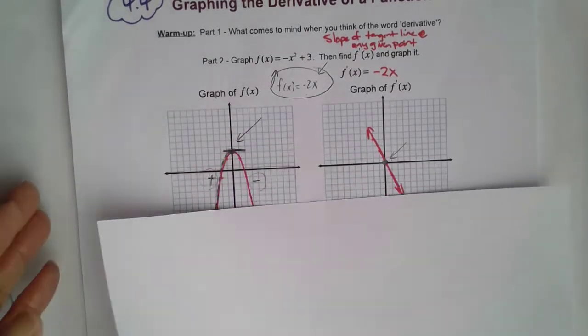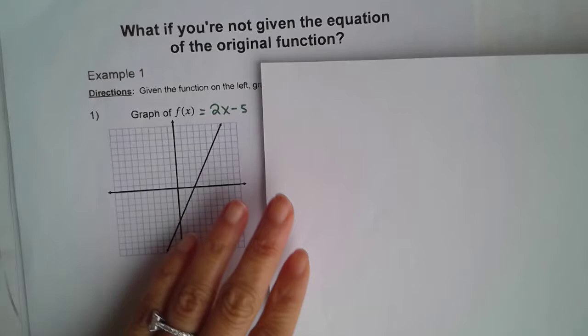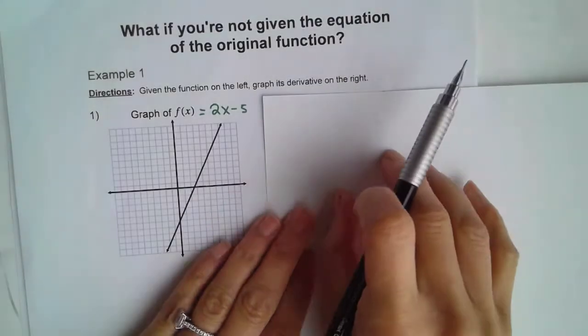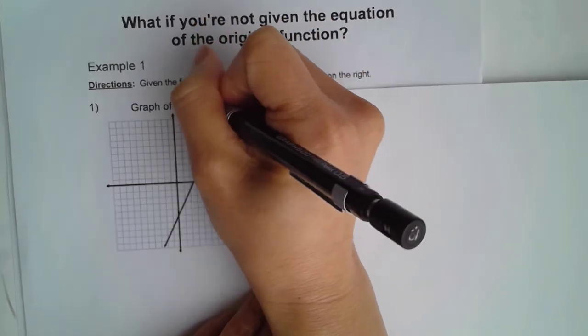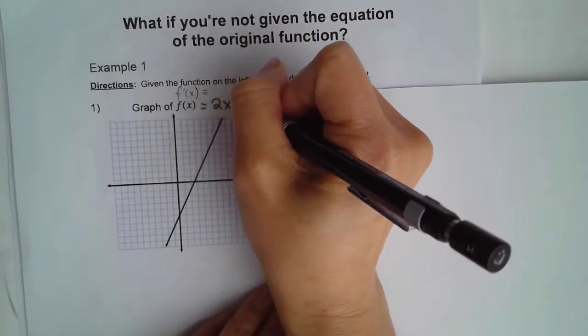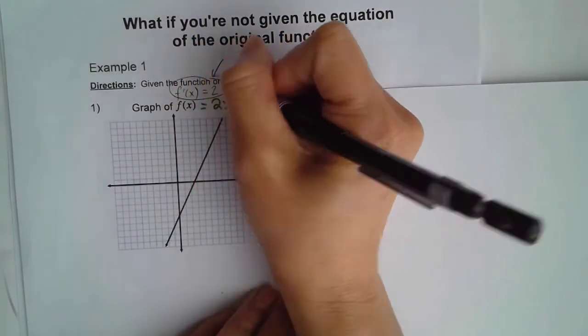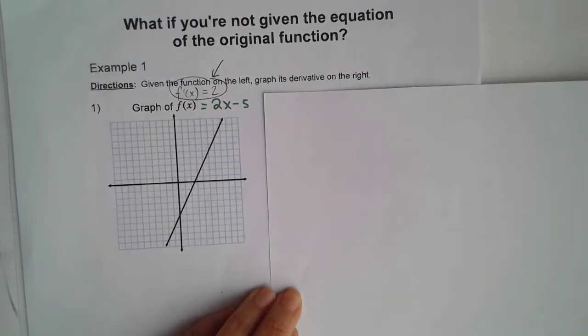Let's try another one, okay? Let's try another easy one. So I have here the graph of 2x minus 5. Remember, we're going to graph its derivative, which you know to be 2. So you can think of it that way, but remember I told you, it's not always that easy, right?